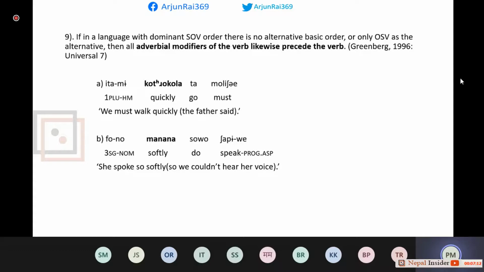Okay, so when it comes to adverbials, the adverbial also precedes the verb in Maola. Here in examples A and B, the adverbial is kotokola in example A, and in example B, manana, meaning softly, which is an adverb followed by the verb, here ta, and also here sowo.